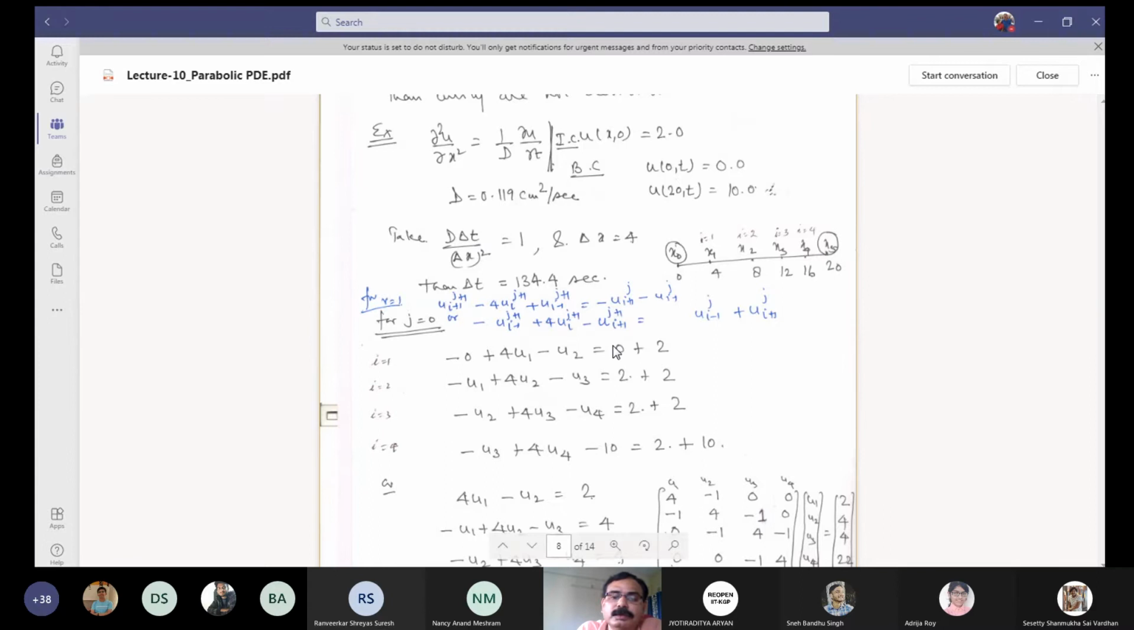Make this correction. Write down this whole equation. Take your register, otherwise you will make a mistake. Have you taken the register? Yes, sir. Okay. So write down this scheme first: minus u(i-1, j+1) plus 4 u(i, j+1) minus u(i+1, j+1) equal to u(i-1, j) plus u(i+1, j).